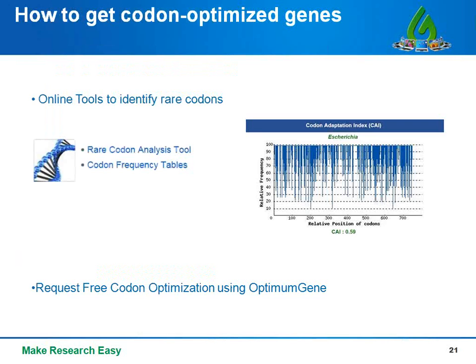However, this obviously is focused on eliminating rare codons, which I hope I've convinced you is not the only and in many cases not the most important factor. So there's an easier and better way. You can request free codon optimization by sending your sequence to us, and instead of just analyzing the sequence you input, we will optimize your sequence for you using our multi-parameter OptimumGene algorithm.